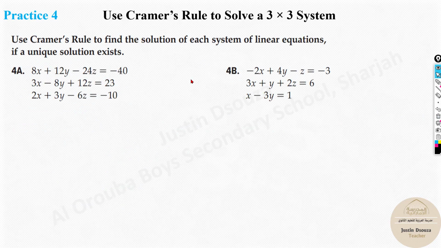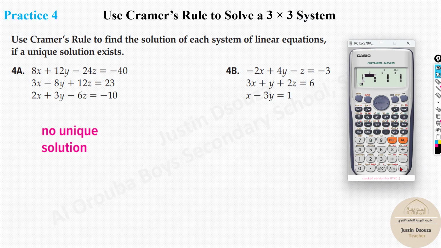Now here as well, please do try these by yourselves. You can try it in the calculator and you will get the answers. Now I will do this in the calculator and show you. Let's type the coefficients: 8, 12, minus 24, and then minus 40. Again, 3, minus 8, 12, and 23. And lastly, we have 2, 3, and minus 6, and minus 10.